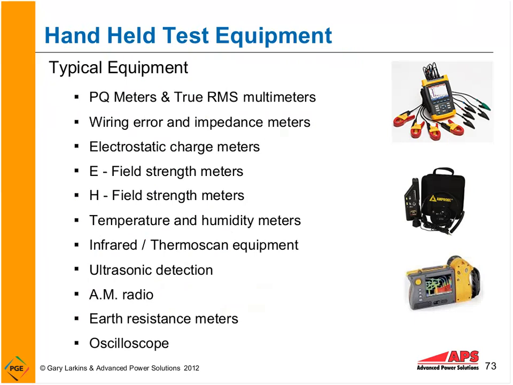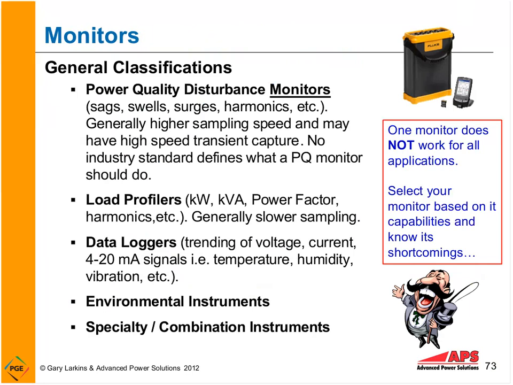Some typical equipment you may use are listed here, including power quality meters, wiring error meters. There's a whole host of equipment. Yes, even your trusty AM radio can help you find loose connections. You can hear the static on the AM radio. Very inexpensive tool that you can use to go out and look for loose connections.